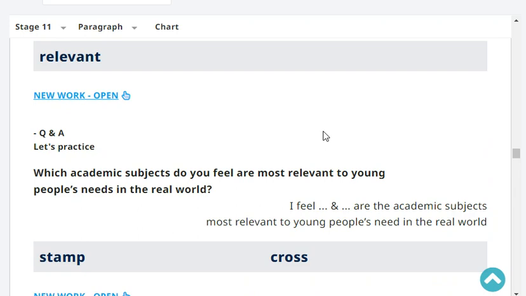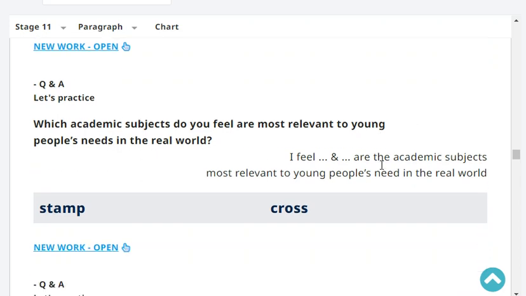Which academic subject do you feel are most relevant to young people's needs in the real world? I feel mathematics and English are the academic subjects most relevant to young people's need in the real world. Very good.